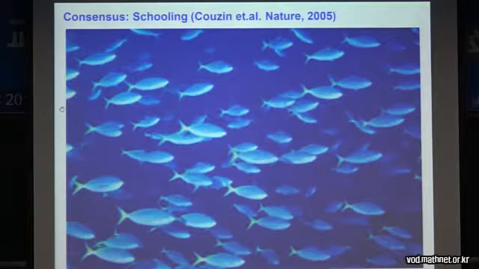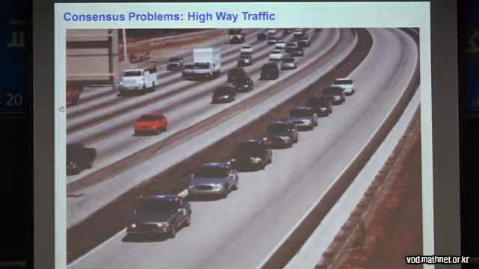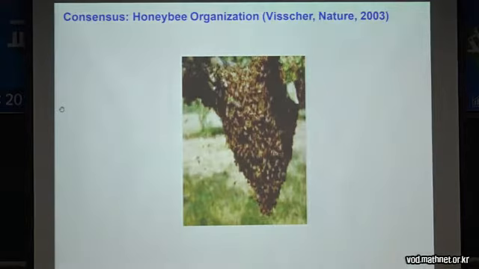The next one is actually what we have been doing for a project on so-called cyber physical systems. So you have unmanned vehicles moving on the highway, hopefully in a platoon, and we have wireless communication between them. We use LiDAR and radar to detect them. We want to reach certain coordination for those vehicles. The next one, also from Nature, is for honeybee organization.